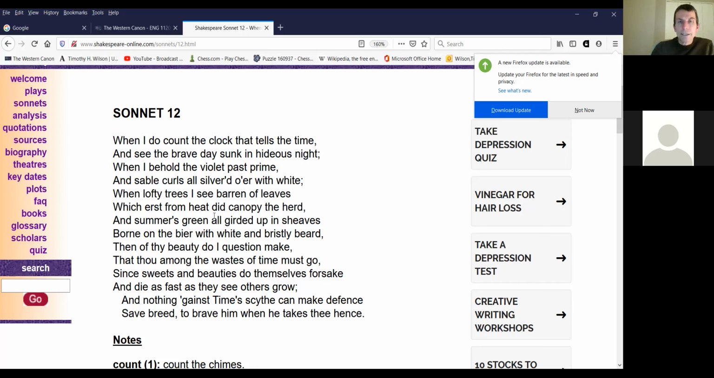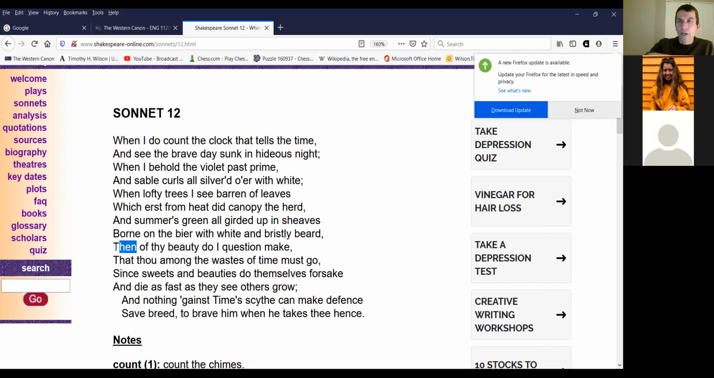And summer's green is all girded up in sheaves, when it's been harvested into sheaves or bales of hay or bales of whatever, borne on the bier as a wagon with white and bristly beard. Then, so this is line 9, okay? So look at the "when" and then. So when this happens, and when that happens, and when that happens, then of thy beauty do you look questioning.